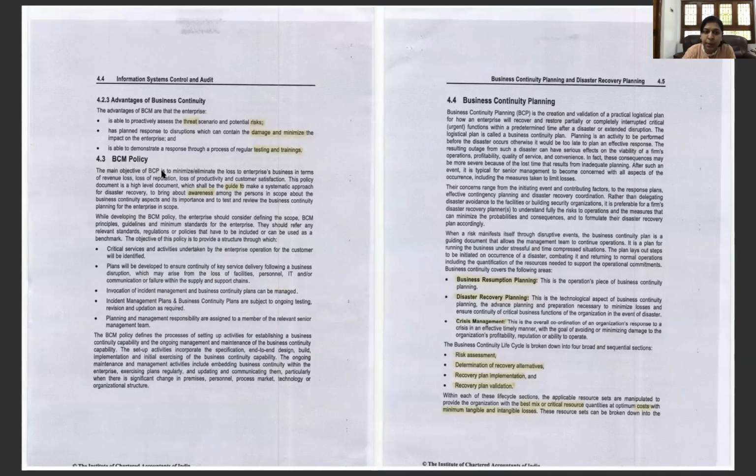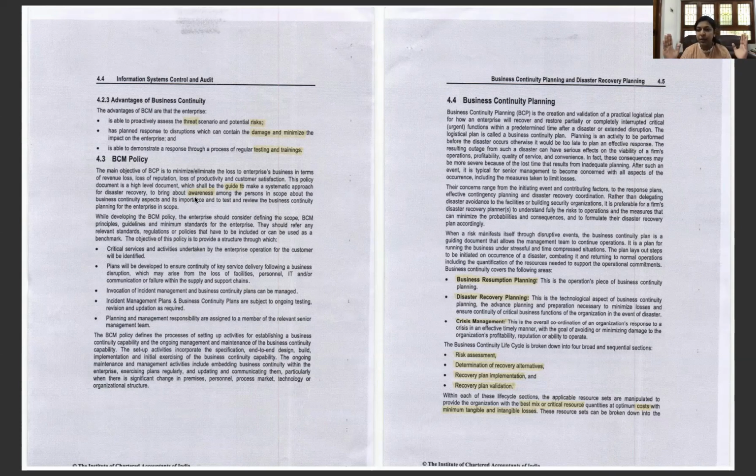So what is a BCM policy? This policy document is a high-level document which shall be a guide to make a systematic approach to bring about the awareness. It serves as a guide and also brings about the awareness among the persons. So the BCP policy is a high-level document. It is made by the top management and it serves as a guide for a systematic approach for disaster recovery and brings about the awareness.